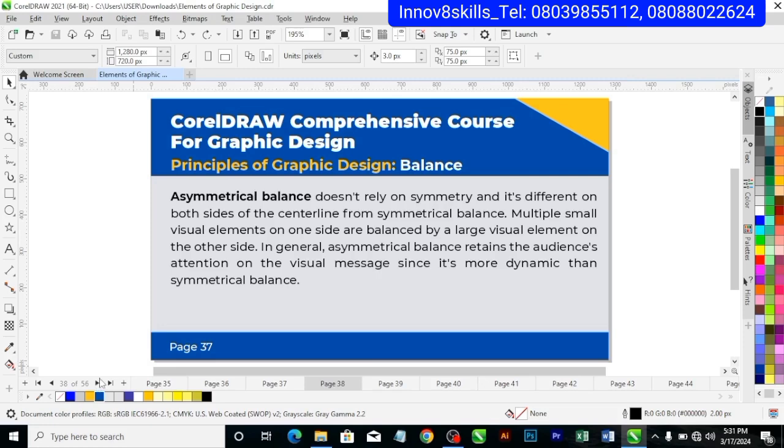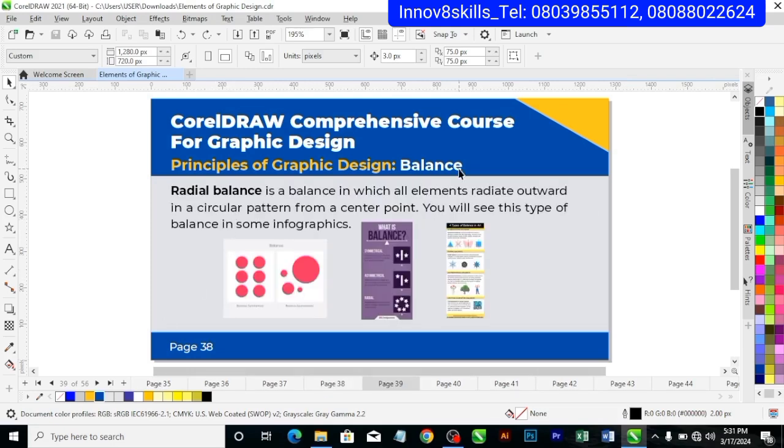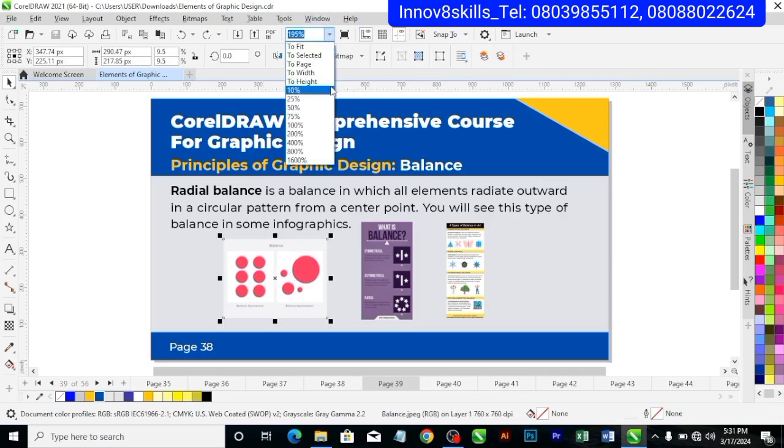Asymmetrical means that the elements don't have to be the same, but it's possible for one bigger element on one side to stand in place of multiple ones on the other side. Multiple small visual elements on one side are balanced by a larger visual element on the other side, and this is very good. Then we have radial. This one is balanced as all elements radiate outward in a circular pattern from a center point. Let's look at this first before we go to radial.